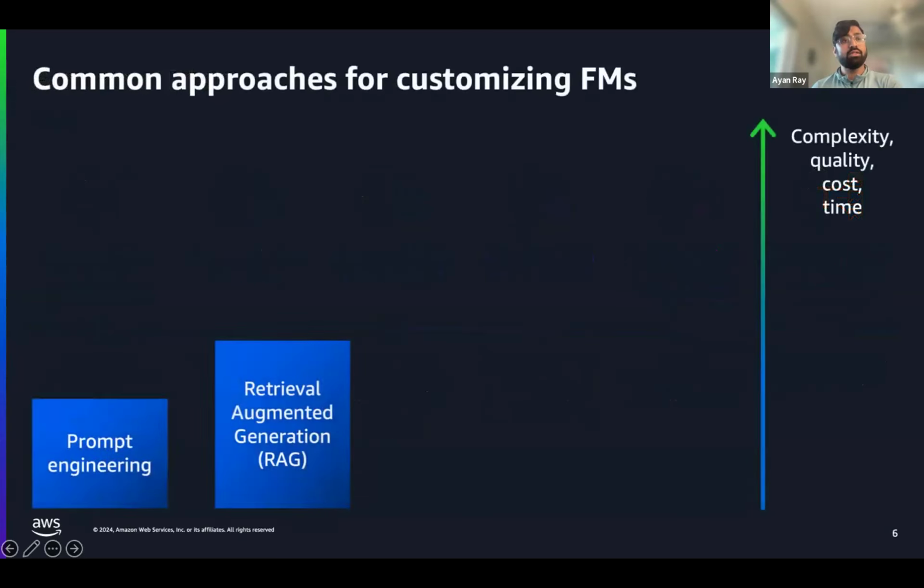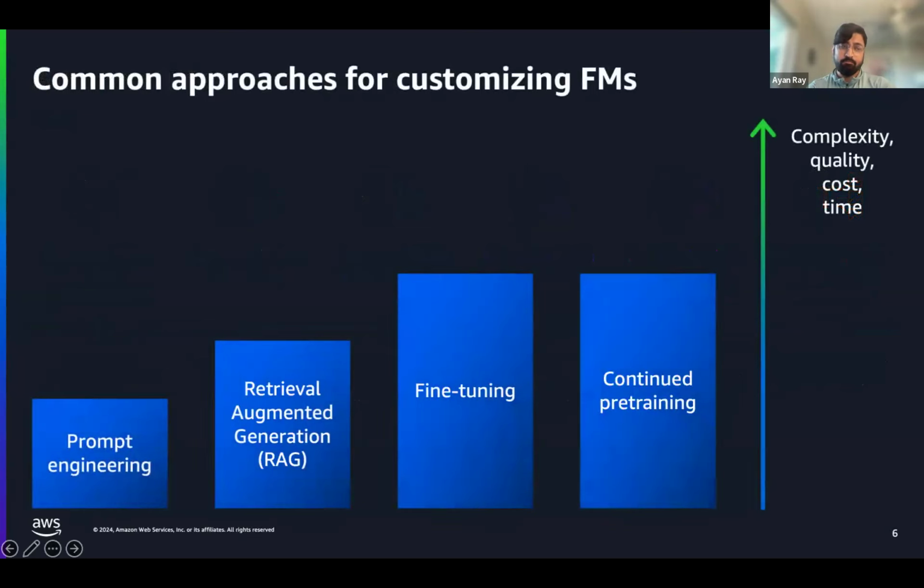Moving on, discussing the common customization techniques. Some of the common customization techniques that I'm seeing with customers are, first of all, prompt engineering. That is architecting a well-designed prompt specific to the foundation model that you are using. Then there's retrieval augmented generation, there is fine-tuning, and continued pre-training. And this is based on complexity, quality, cost, and time that customers use either of these techniques. But one predominant customization technique that I'm seeing in most of the customers is RAG, retrieval augmented generation.